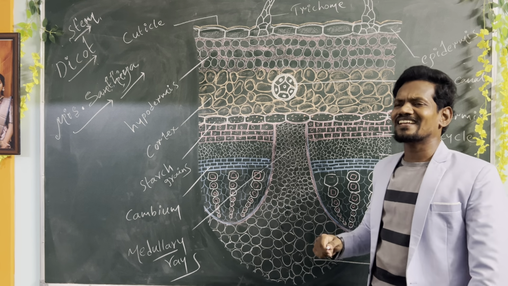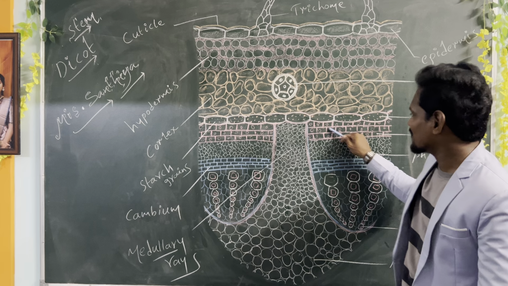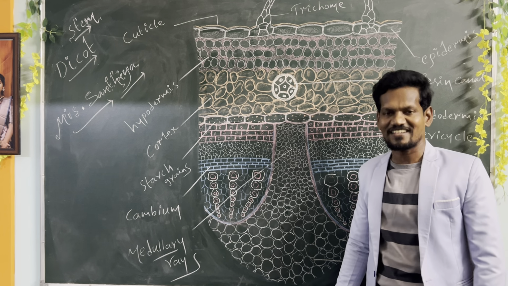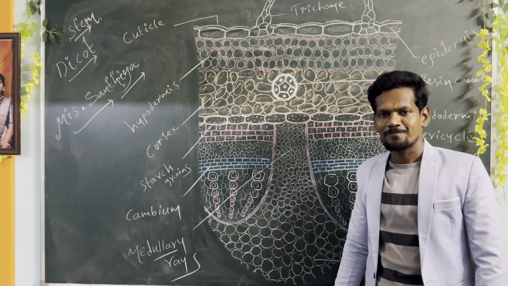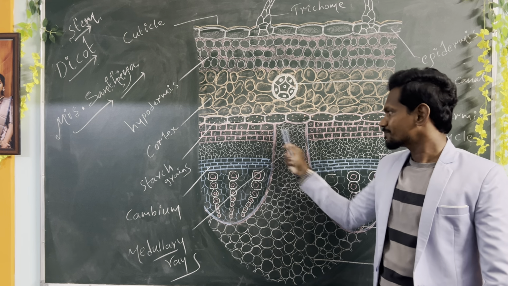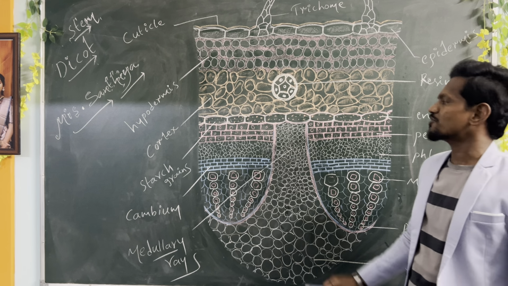Generally, pericycle is a single layer in root, but here pericycle is multi-layered. In root, pericycle is made up of parenchyma, but here pericycle is made up of sclerenchyma. There is no continuous ring; patch-wise pericycle is formed. That is one of the characteristic features.